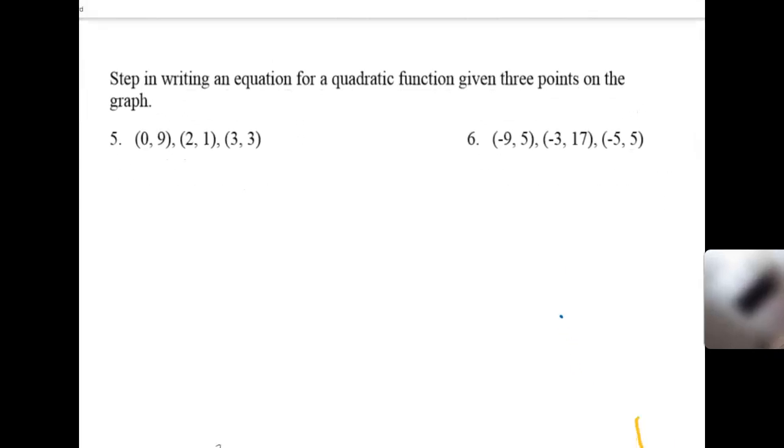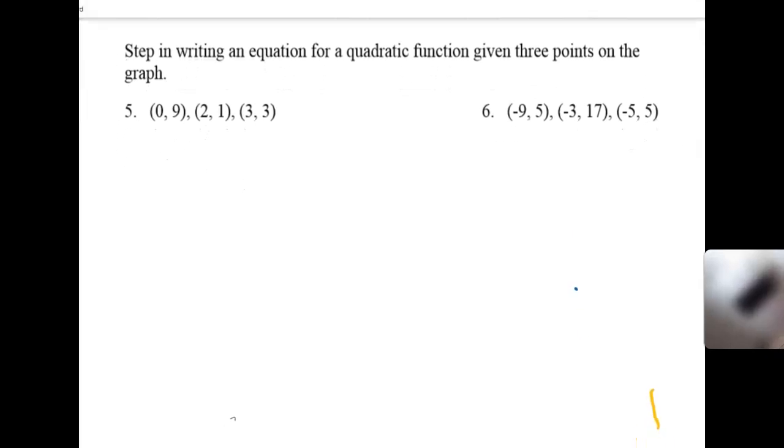Okay, welcome to the third part of our video series on writing equations of quadratic functions. This one's going to be on writing given 3 points. So we're going to go ahead and just jump in and get started.